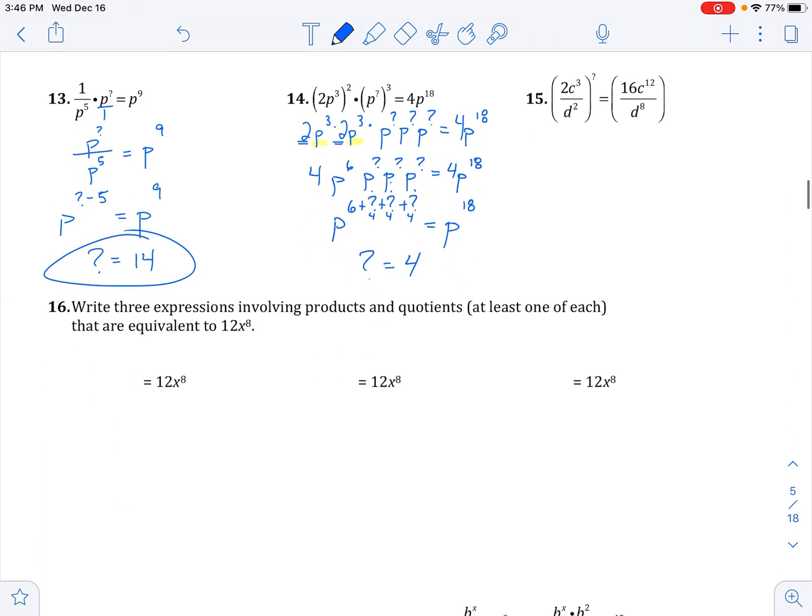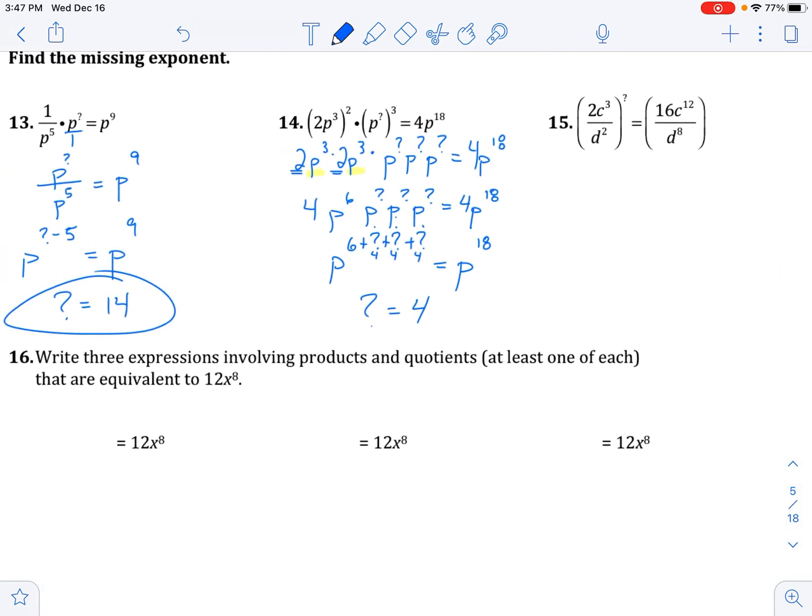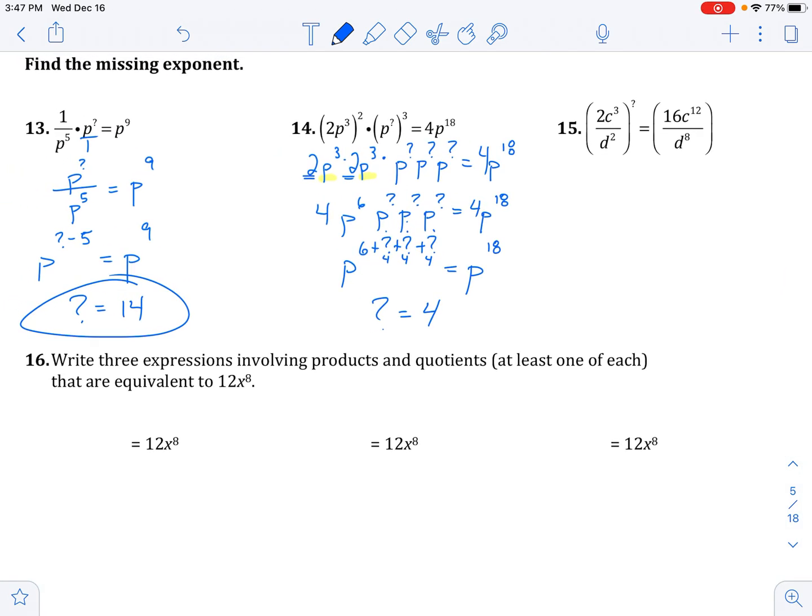All right, and then we get to problem number 15. In problem number 15, what we're looking at here is 2c to the third divided by d squared multiplied by 2c to the third d squared. And we need to figure out how many times we'd have to do this so that we could get to 16 c to the 12th d to the 8th.